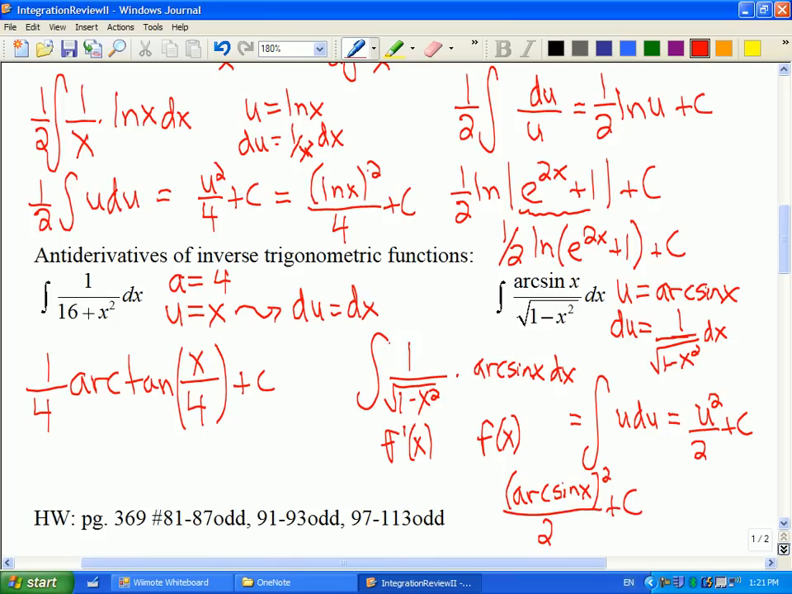Okay, so that takes us to the end of integration. And that homework up there is accurate, so you guys can get started on it right now.